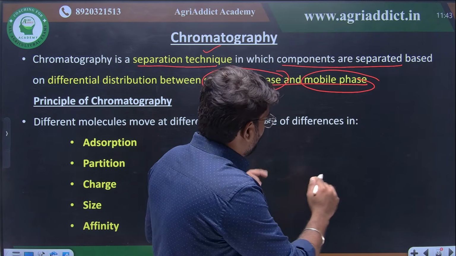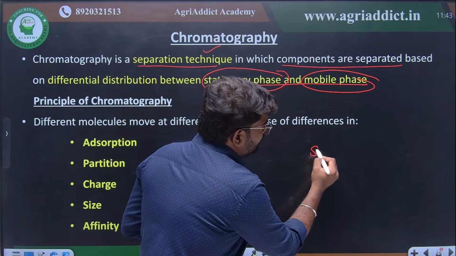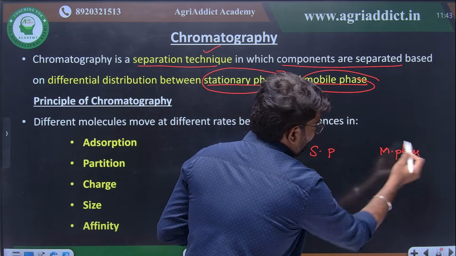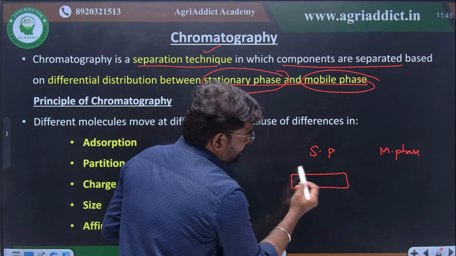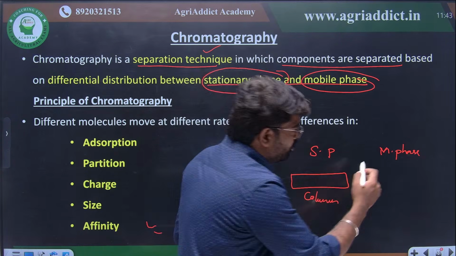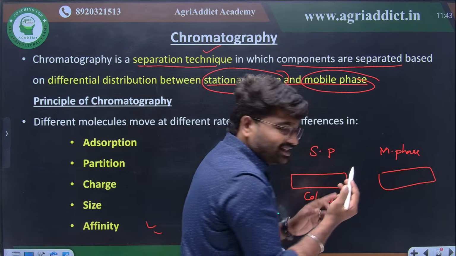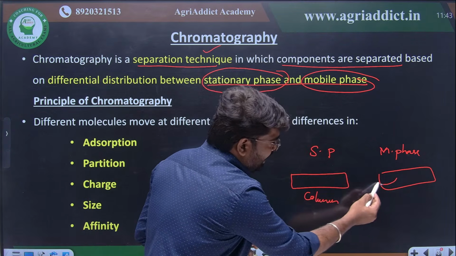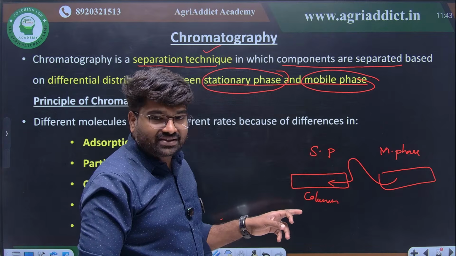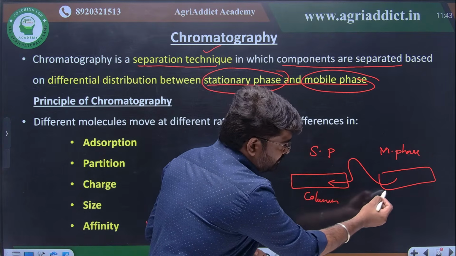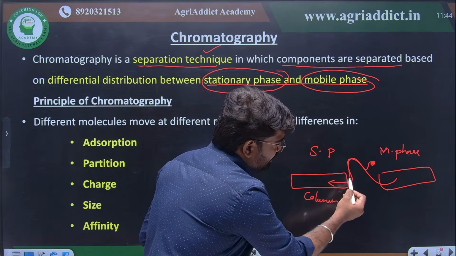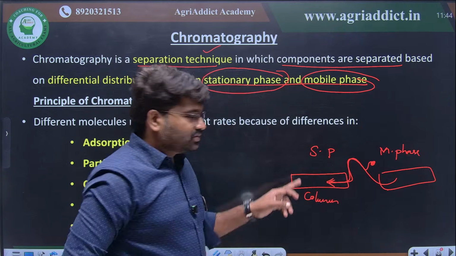See, in chromatography, two phases will be there: stationary phase and mobile phase. Stationary phase means, for example, a column. It will not be mobile in nature. Then the mobile phase will be there. What it will do is carry our sample or analyte to the stationary phase. Clear? So our mobile phase takes the sample and gives it to the stationary phase.